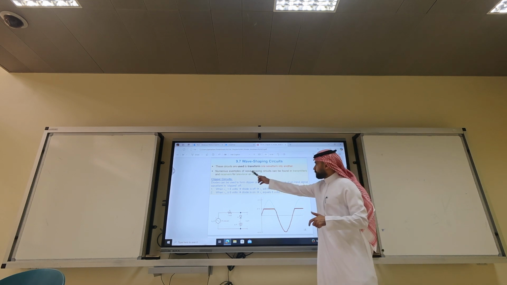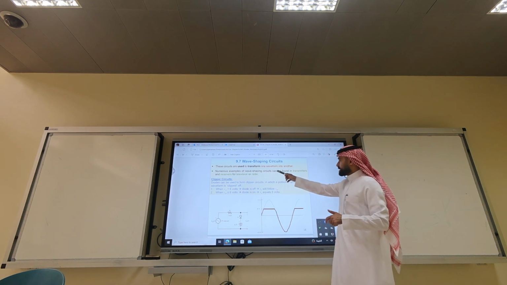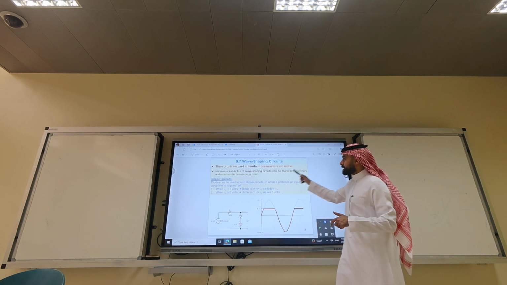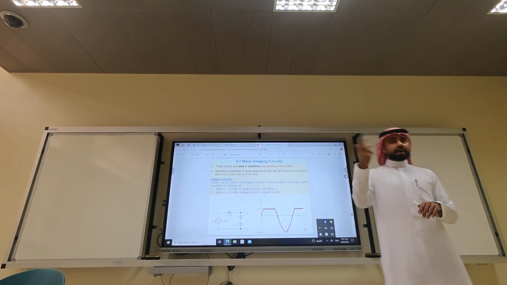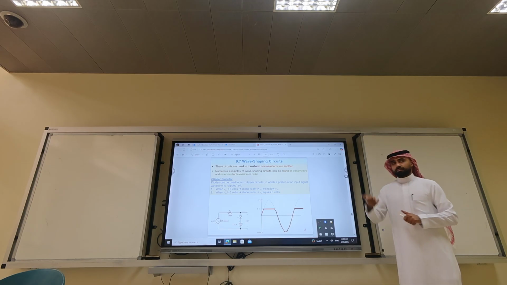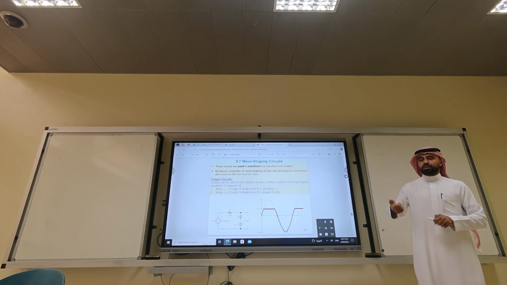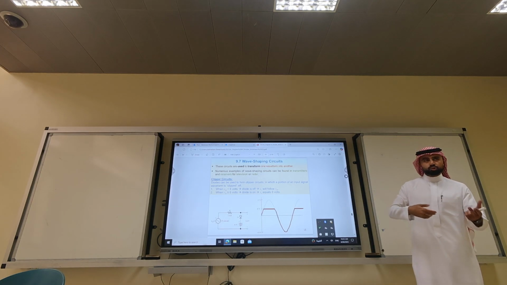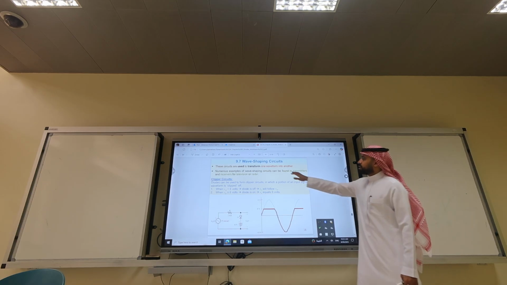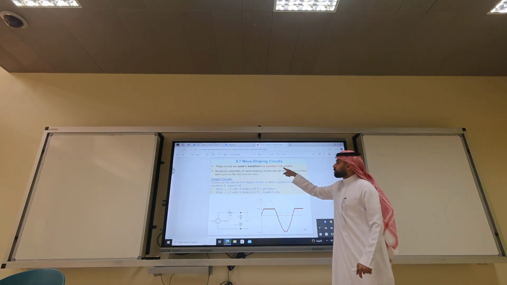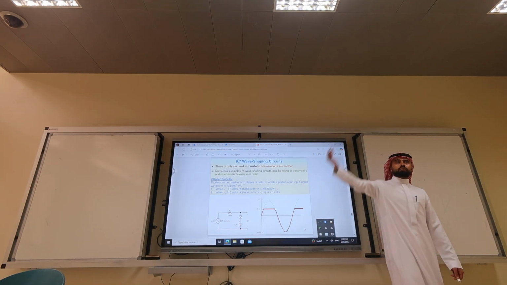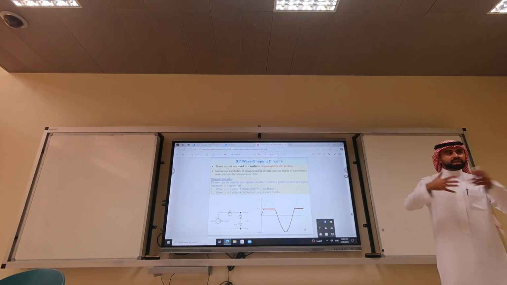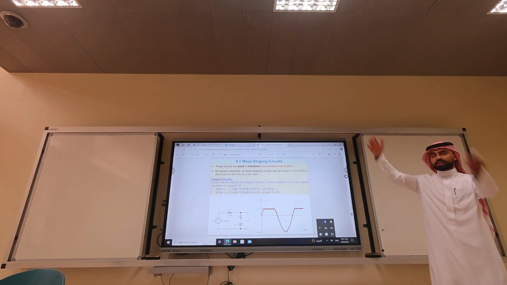Numerous examples of wave shaping circuits can be found in transmitters and receivers for television or radar application, and in Bluetooth. You always have to transform one waveform into another. Antennas, if you transmit a signal over the satellites, you always have to shape the signals and then transmit them.